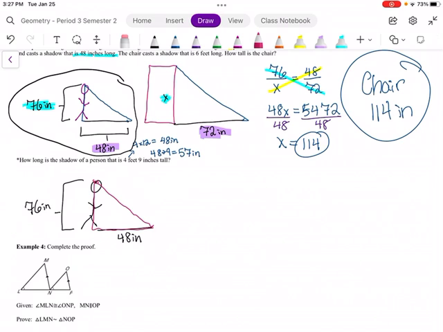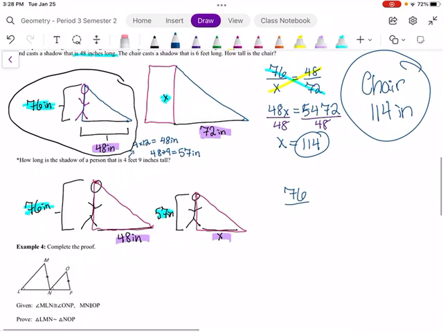So then this person is a little bit shorter than that lifeguard. They are only 57 inches tall, and their shadow is going to be the distance that we are looking for. And again, remember, heights go together and shadows go together. So you'll set up your ratio again. This one we can do 76 over 57 equals 48 over x.